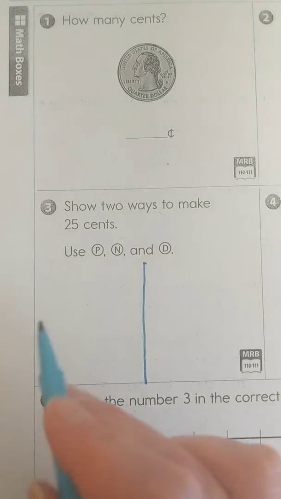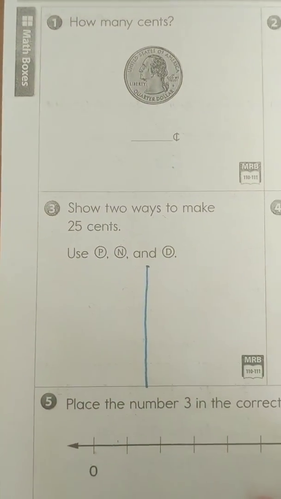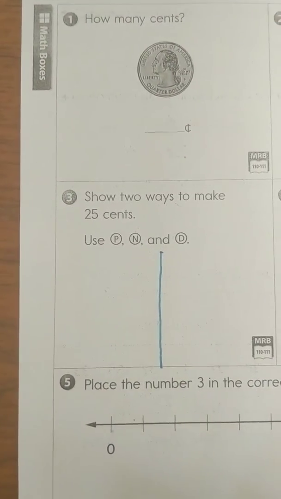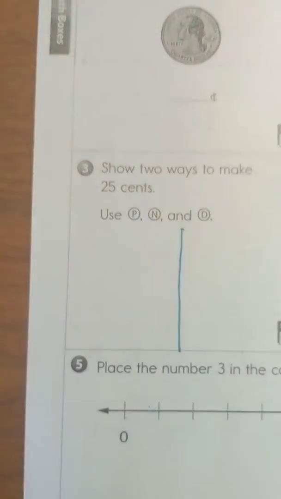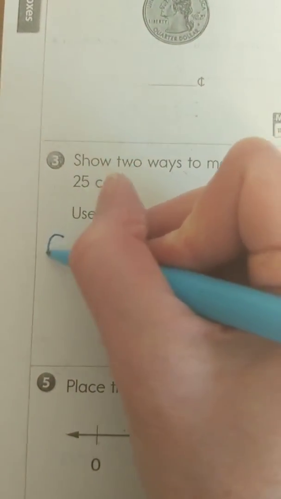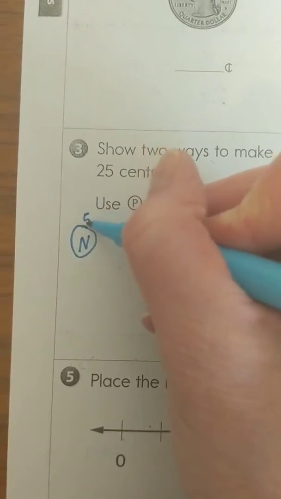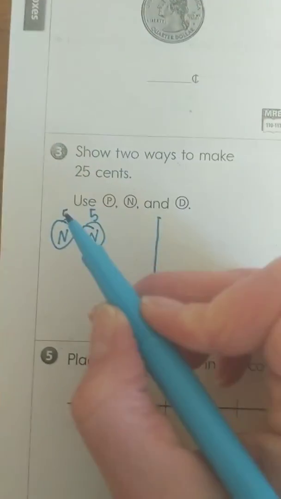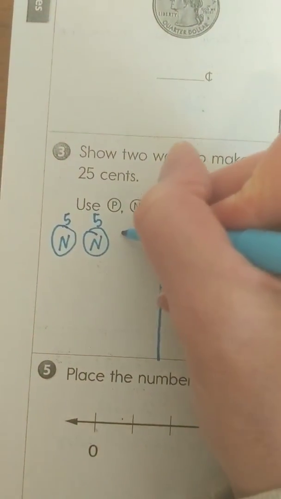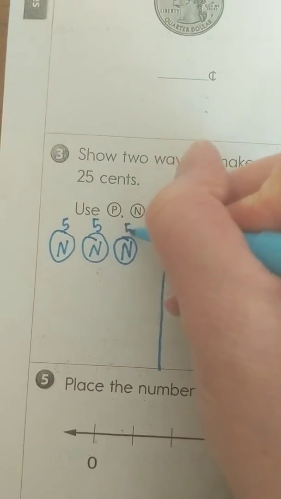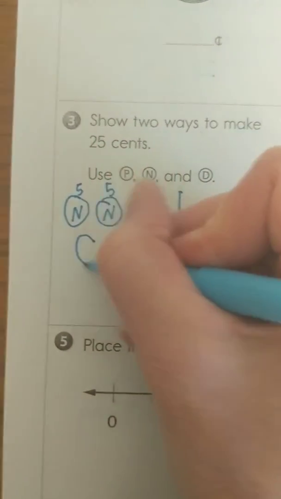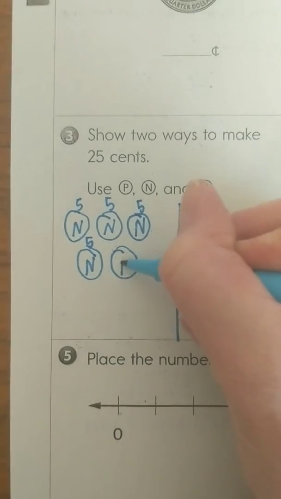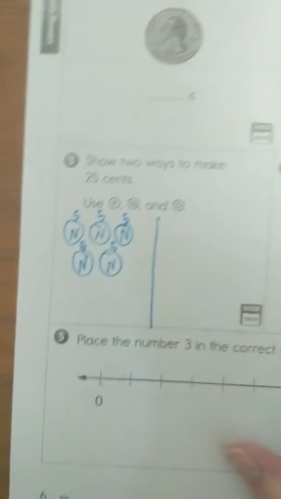So, when I look at 25, I know that I can get to 25 by counting by fives. And I know that nickels are worth 5 cents. So I'm going to do 25 cents using all nickels. I'll do 1 nickel, and I know that that's 5. Do another nickel, that's 5 more. So 5 plus 5, I'm at 10. So another nickel will give me 15. Another nickel will give me 20, and 1 more nickel will give me 25.